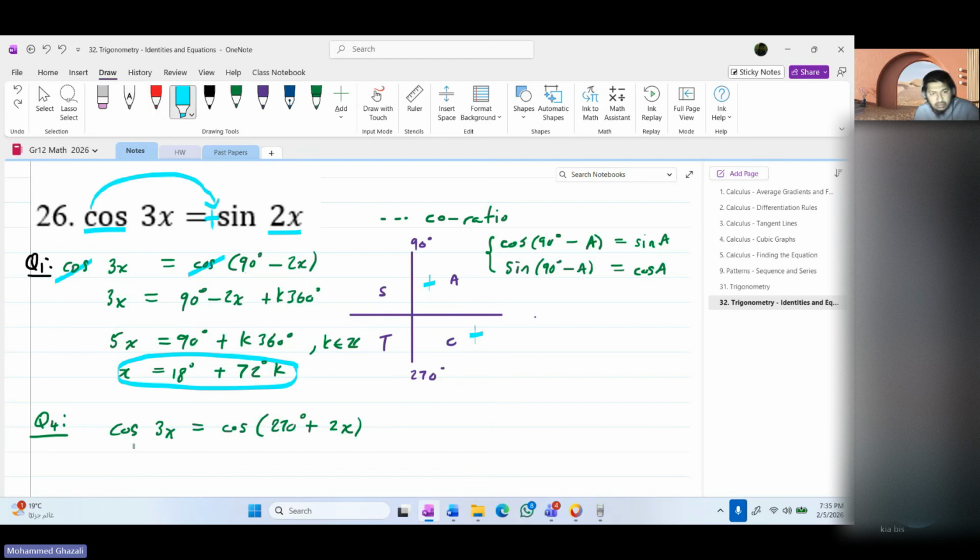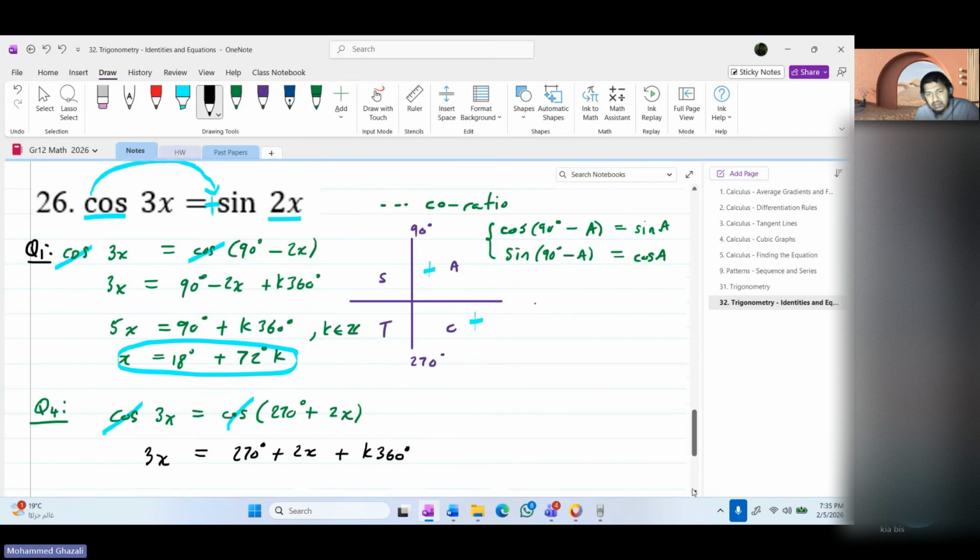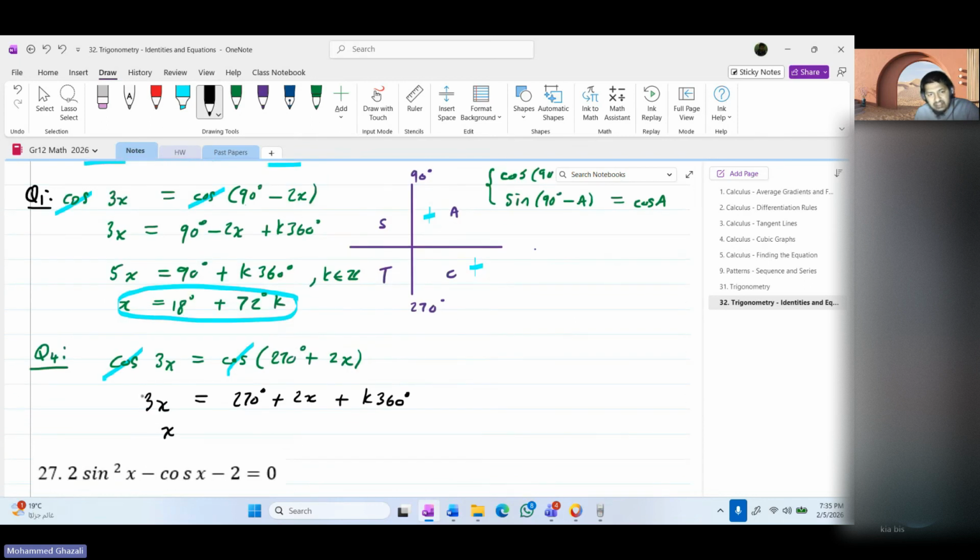Now I can drop the cos on both sides. I've got 3x is equal to 270 plus 2x plus K360. Now we're done. Just take the 2x over: 3x minus 2x is x. So x is equal to 270 plus K360. Any questions, guys?